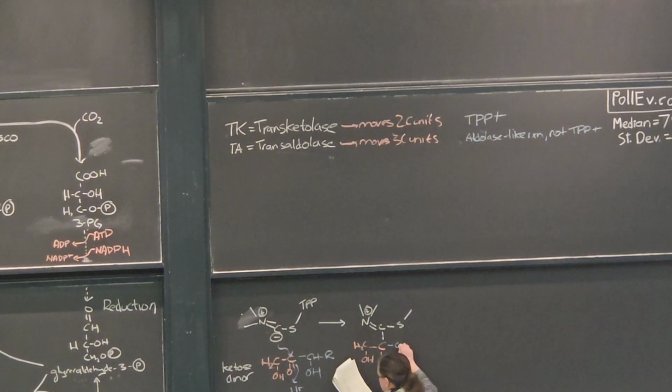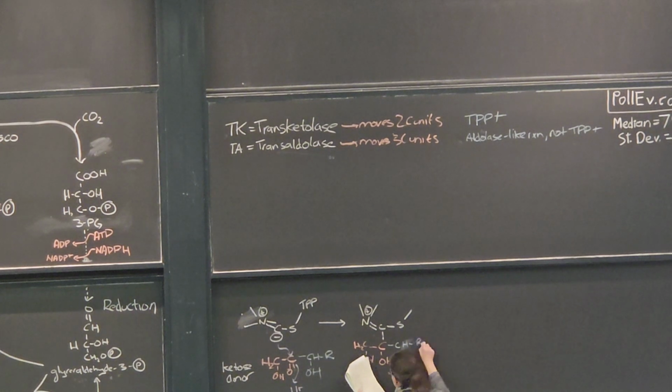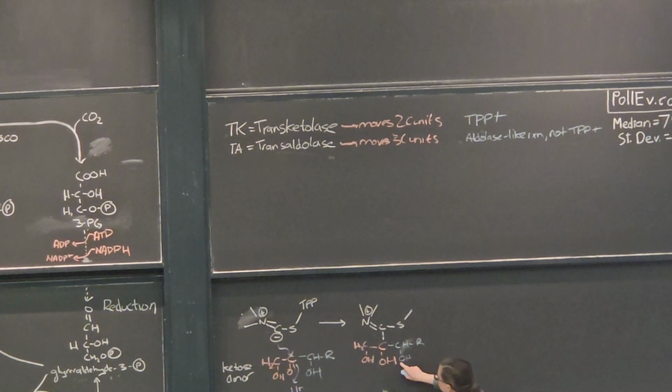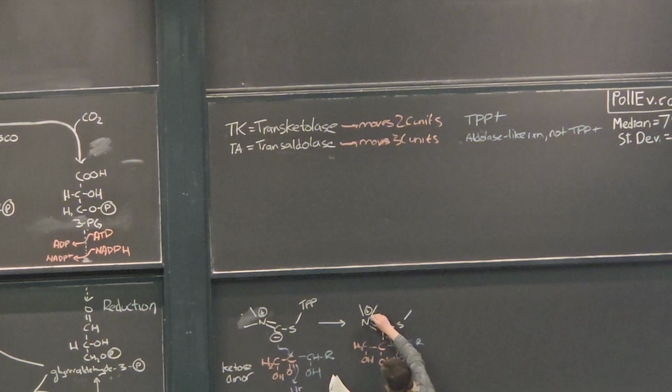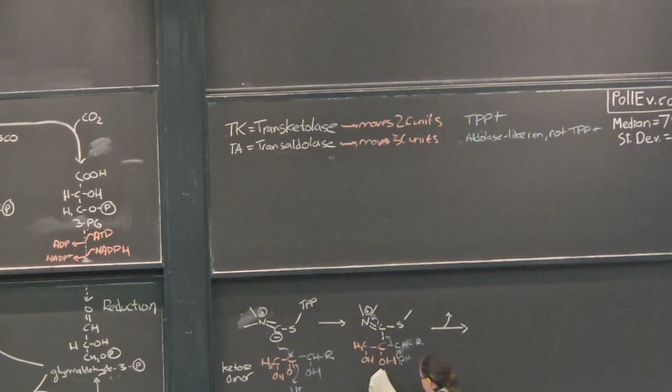And now I'm going to draw what's on the other side of that bond. R. So now what can happen is a lone pair of this oxygen can come in and actually break this piece off. And what's going to leave is an aldose that's 2 carbons shorter.